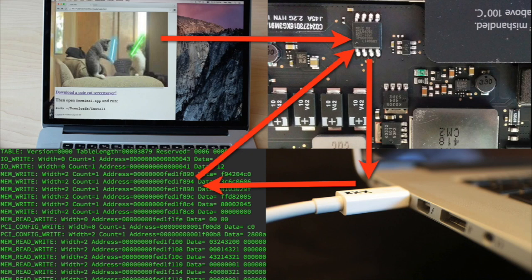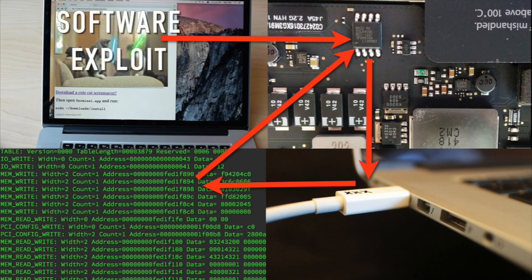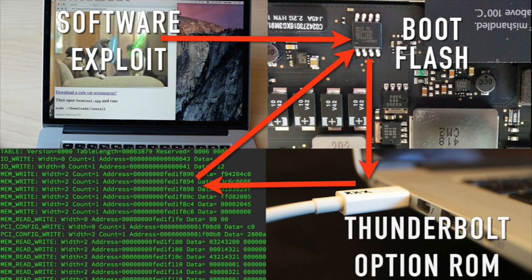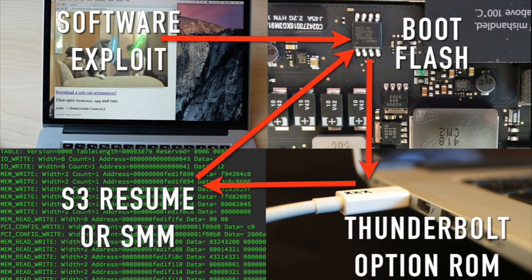Thunderstrike 2's proof of concept demonstrates the entire cycle of a software exploit that can write to the motherboard boot flash, which then can infect Thunderbolt option ROMs, which can hook the S3 resume script, or SMM, and repeat the installation into the motherboard boot flash chips on new machines.